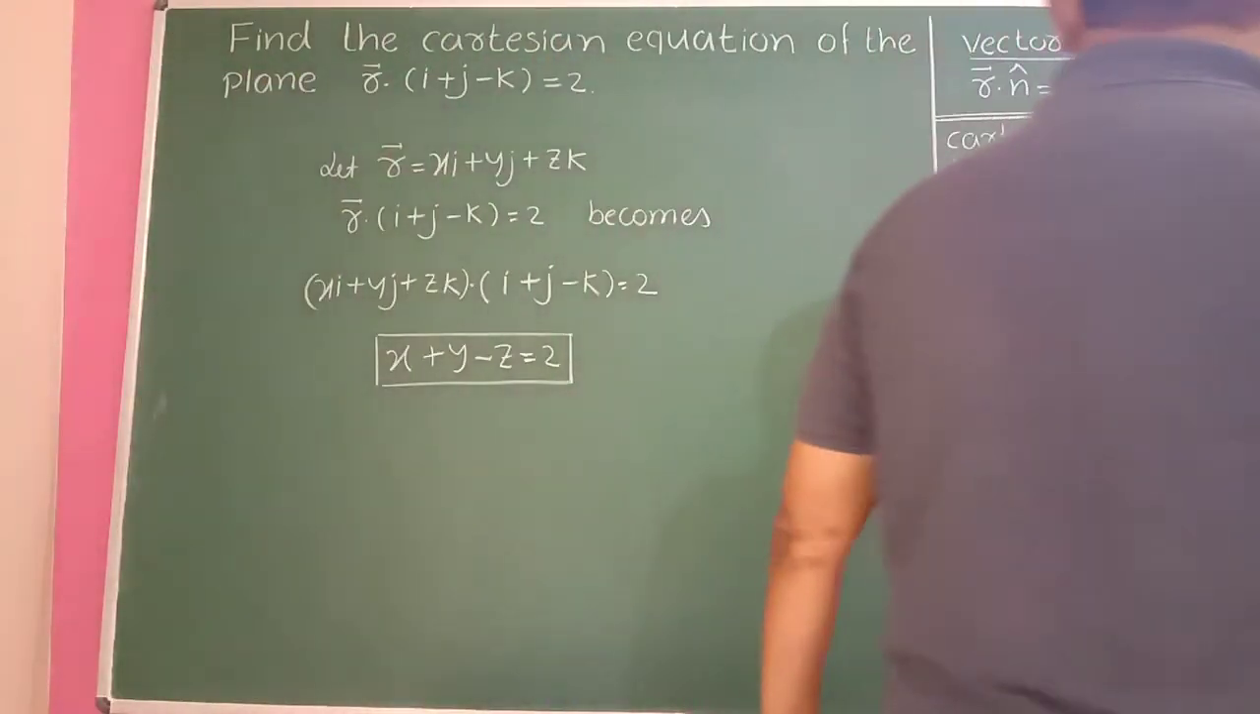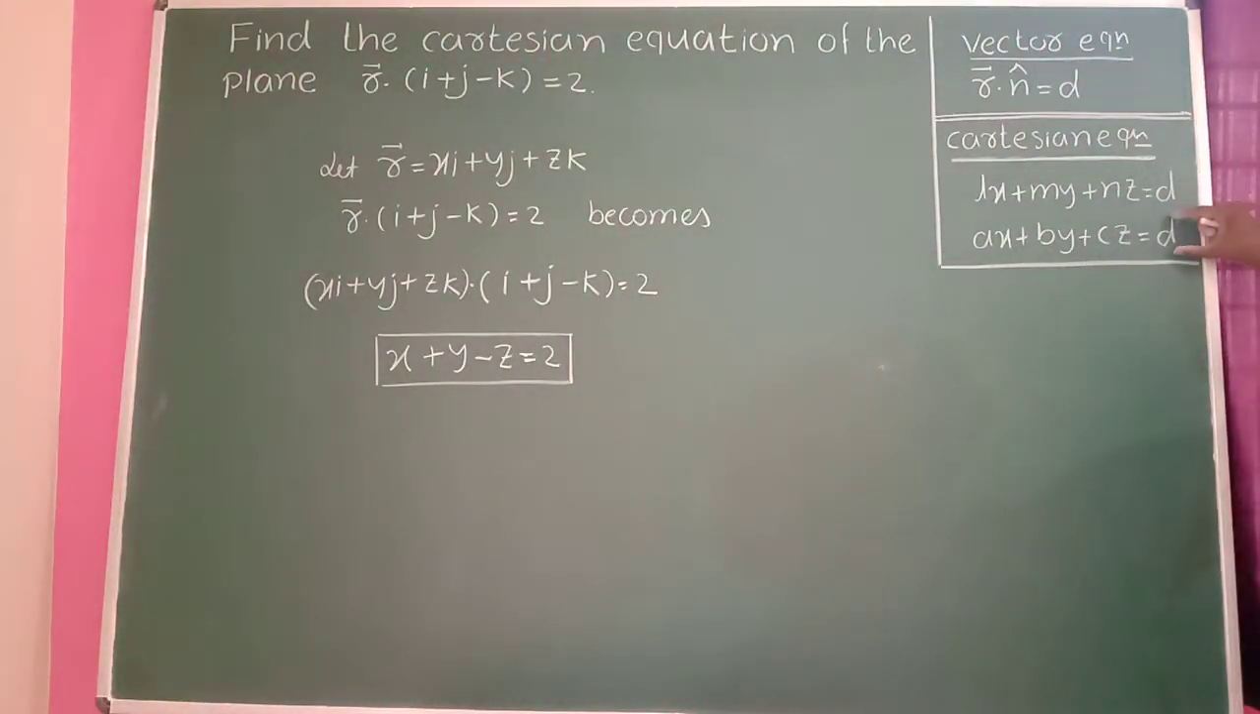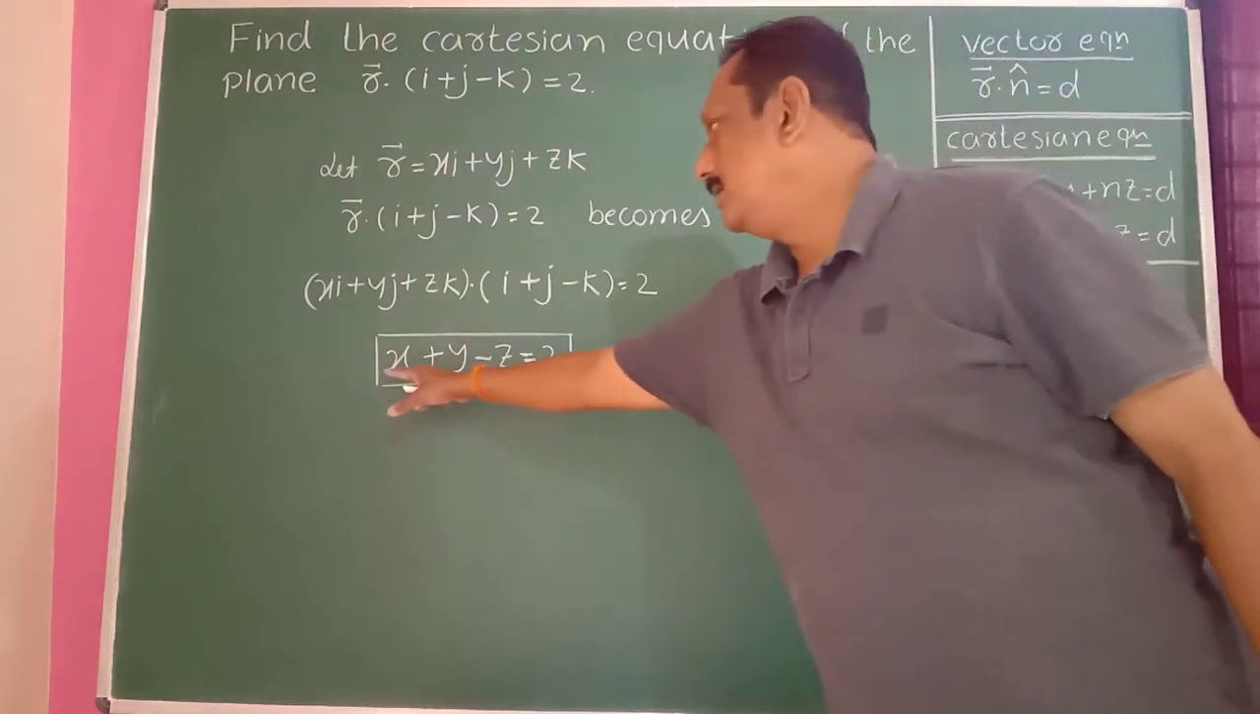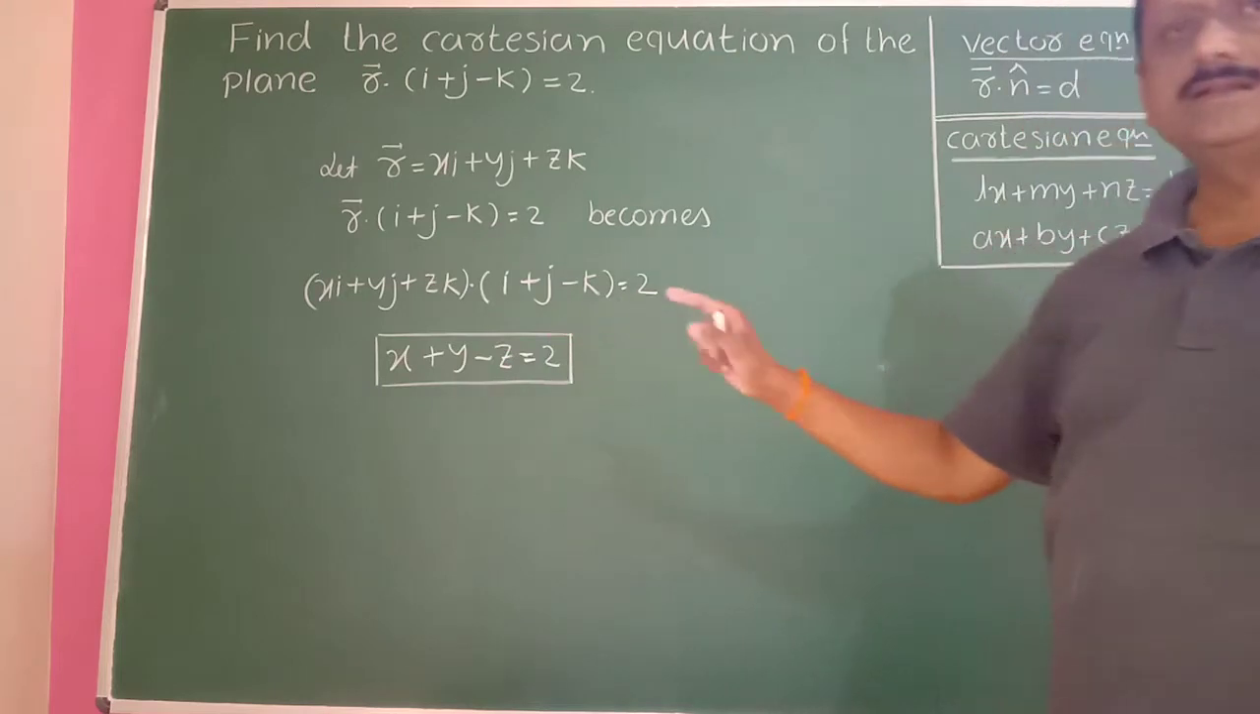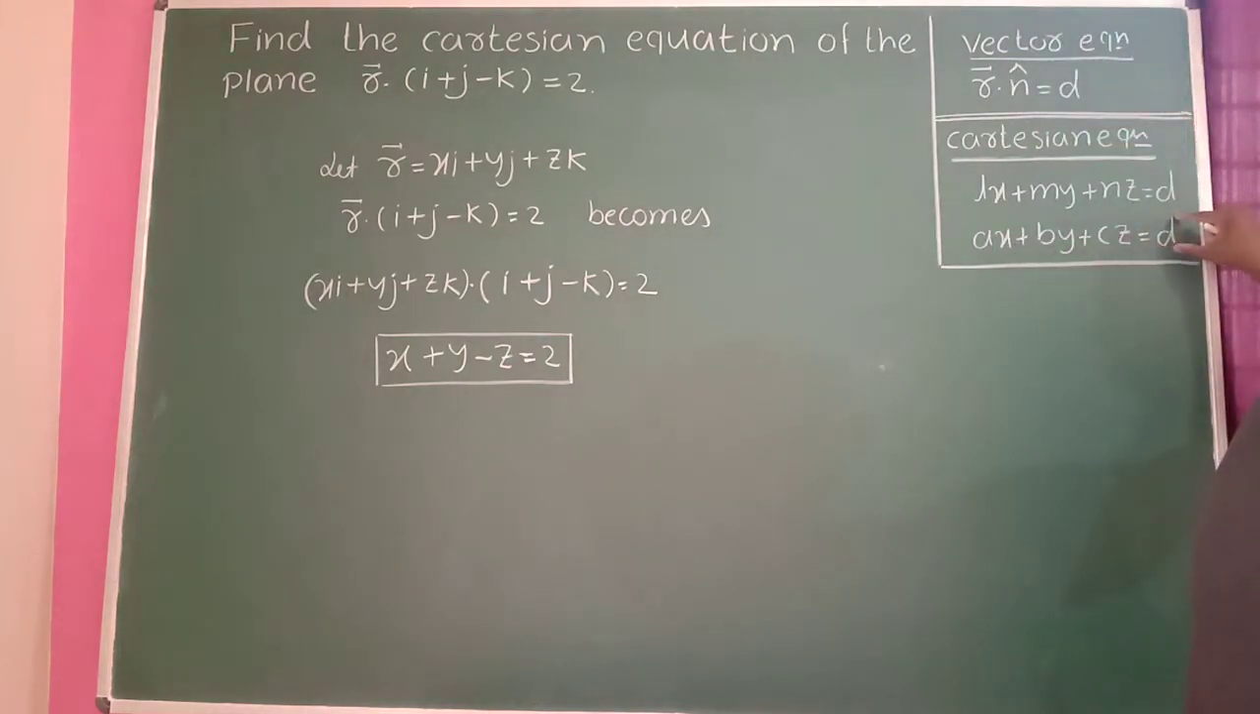This is the Cartesian form of the equation of a plane, like this or like this. Here a, b, c are the direction ratios. Hence here 1, 1 and minus 1 are direction ratios. The equation is in this form here.